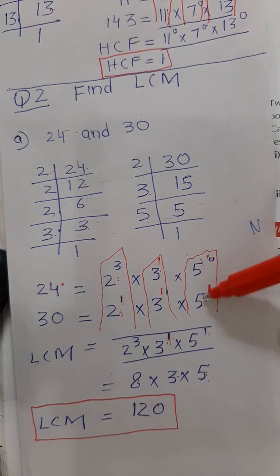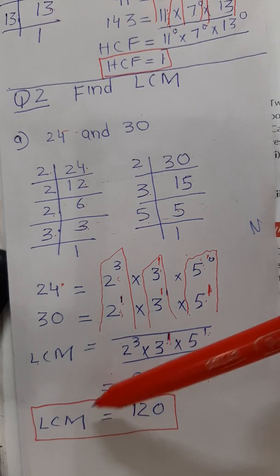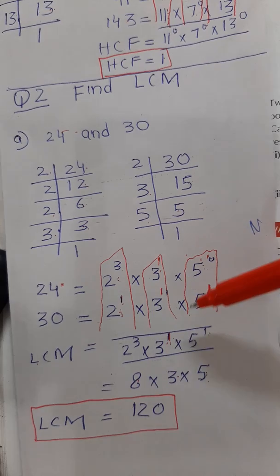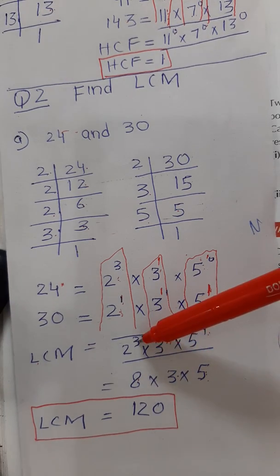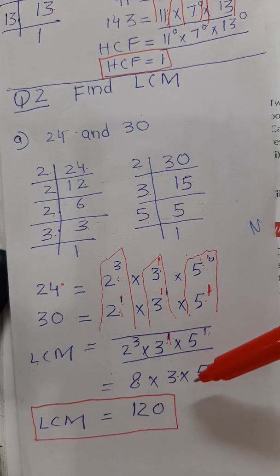And from these two 5s, we have to take out the power which is the larger one. So 5 power 1 will be taken out. So this is the LCM. That's why I am taking out the highest power from each column. So 2 power 3 is 8, 3 power 1 is 3, 5 power 1 is 5. 8 into 3 is 24, and 24 into 5 is 120, the LCM for this part.